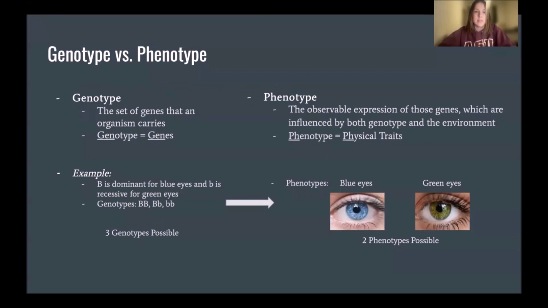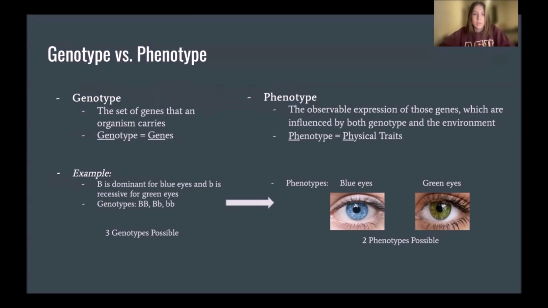Genotype versus phenotype. So a genotype is a set of genes that an organism carries. A good way to remember this is that genotype and genes both start with the letters GEN, and phenotype is the observable expression of those genes, which are influenced by both genotype and the environment. So both phenotype and physical traits start with the letters PH. So that's also another way to remember that.